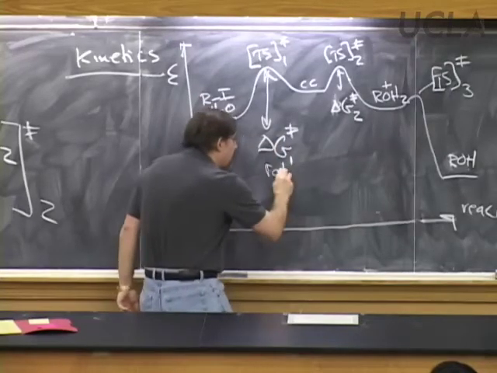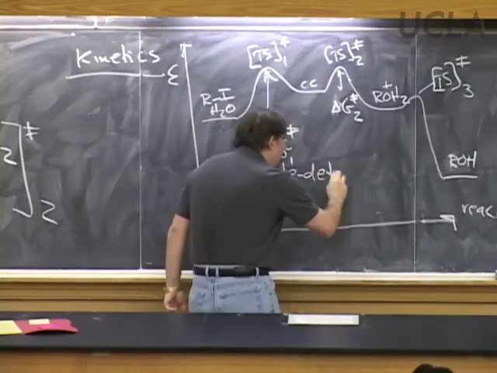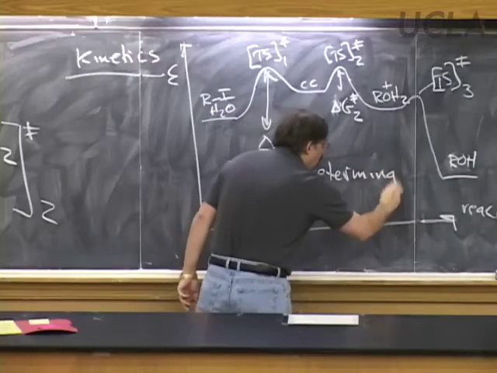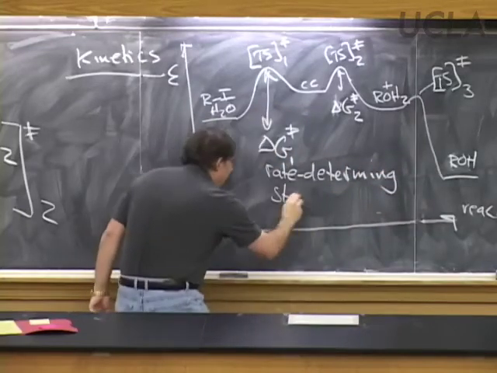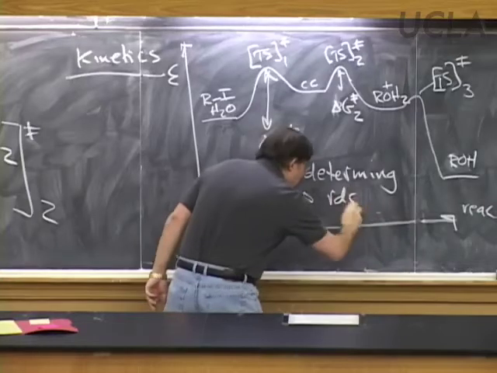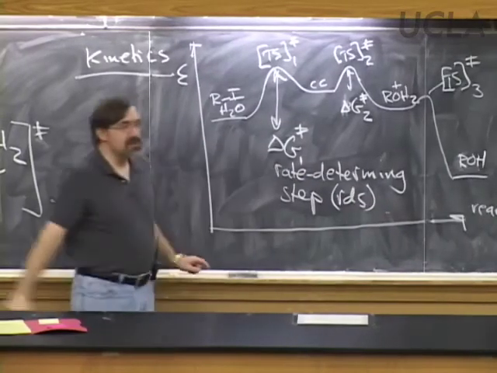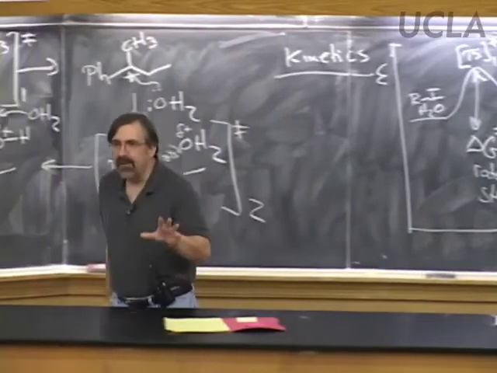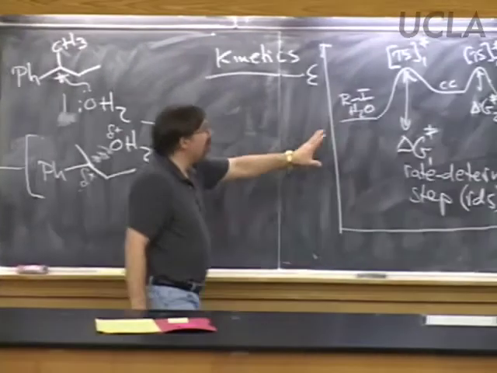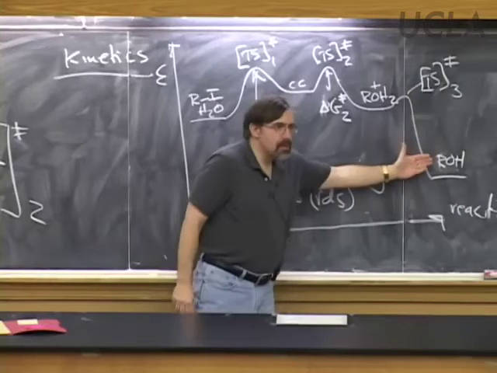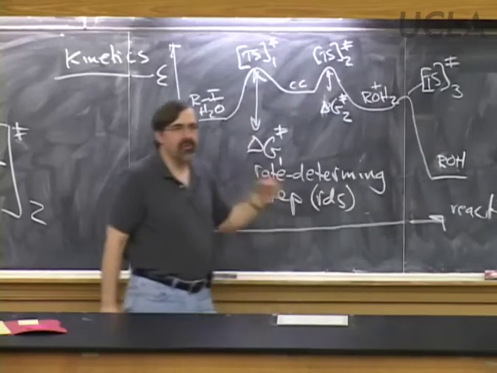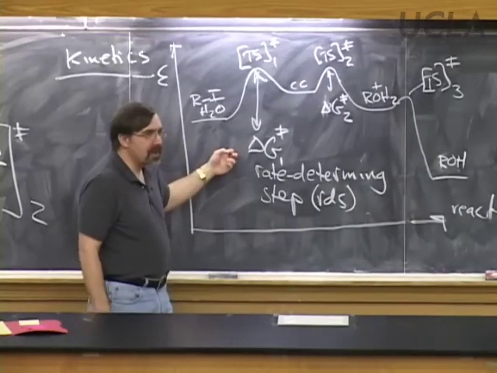So we call this the rate determining step, or sometimes called the rate limiting step. And we frequently abbreviate it as RDS, rate determining step. That's the guy that matters. In many of these kinds of reactions, these other steps are so much faster, it might be 1,000,000 times faster, that this is what you look at when it comes to the rate.